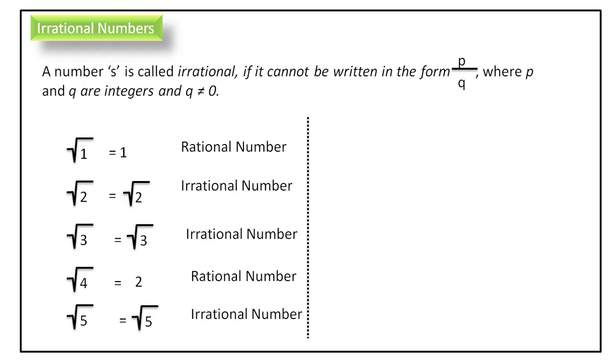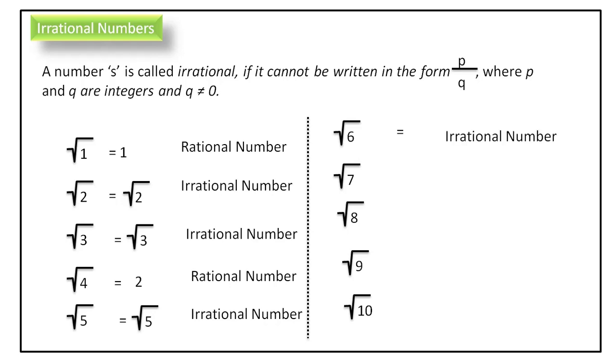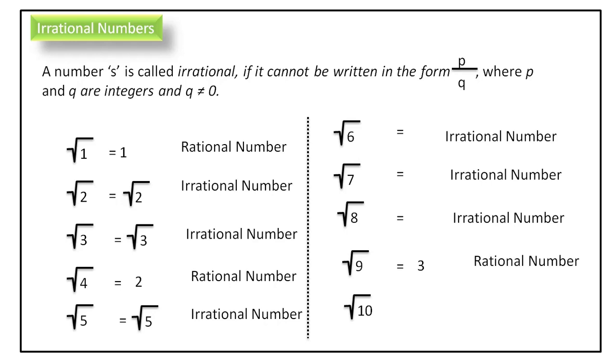Next we see the values from square root of 6 to 10. The square root of 6 is an irrational number. The square root of 7 is also an irrational number. The square root of 8 is also an irrational number. But the square root of 9 we can write as the square root of 3 into 3, so the value of the square root of 9 is equal to 3. The square root of 9 is a rational number. The square root of 10 is an irrational number.